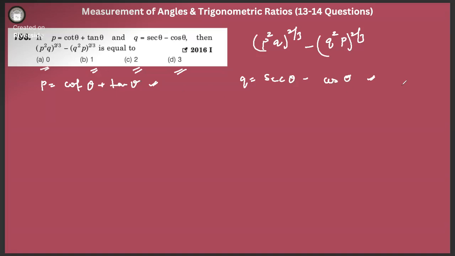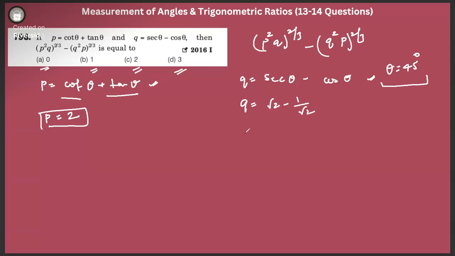Instead of simplifying, can we take some value of theta? Do we have any problem in that? So P is equal to cot 45 plus tan 45, which is 1 plus 1, is 2. Right? Q is equal to secant 45 minus cos 45. Secant 45 is root 2, so Q is equal to how much? 1 by root 2. Right?